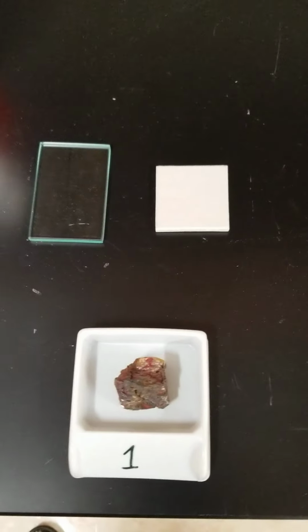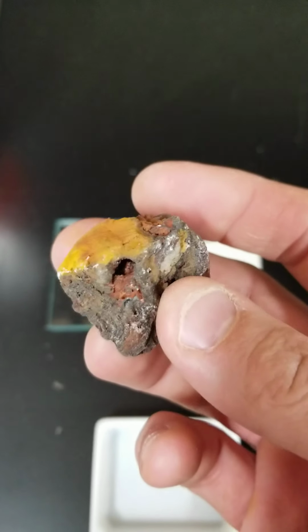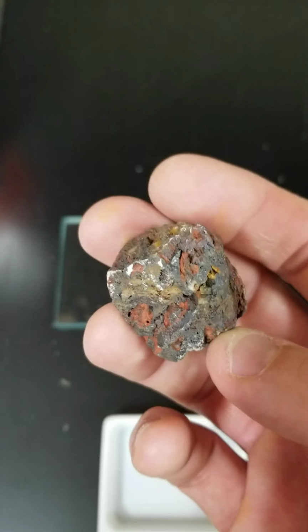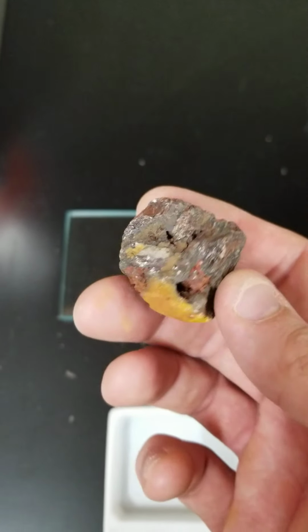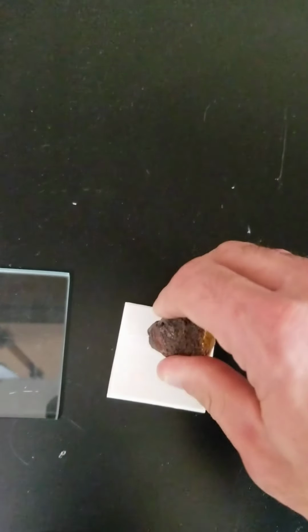Okay, so mineral one. So here it is. You got to look at, obviously, the breakage pattern, so cleavage versus fracture first. You can copy down the colors that you see. All right, and I'm going to perform the streak test. Okay, so that's the streak test right here. Okay, so that's the color of it.